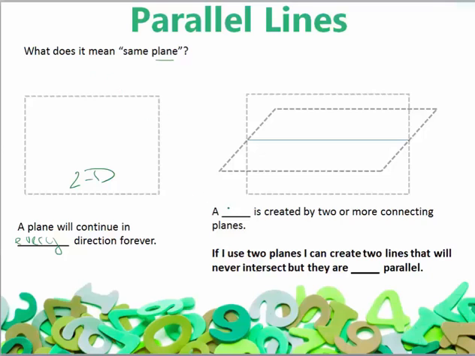A line is created when 2 or more planes connect. So here's our line. So a line is created when you have two planes. Now, using two planes, you can create two lines that will never intersect, but they will not be parallel. And we'll talk about that in class. The lines have to exist in the same plane and then be equal distance apart to be parallel.